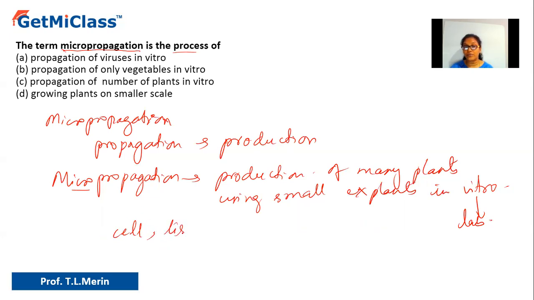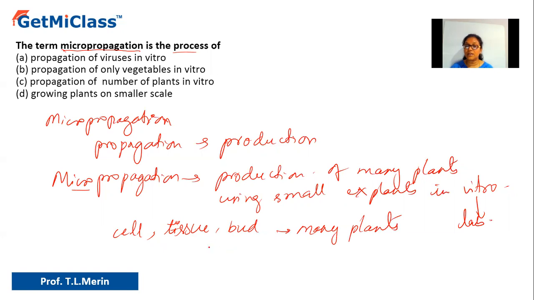It can be a group of cells, that is tissue. It can be a bud. It can be any part. These are all small parts, and these will give rise to many plants.